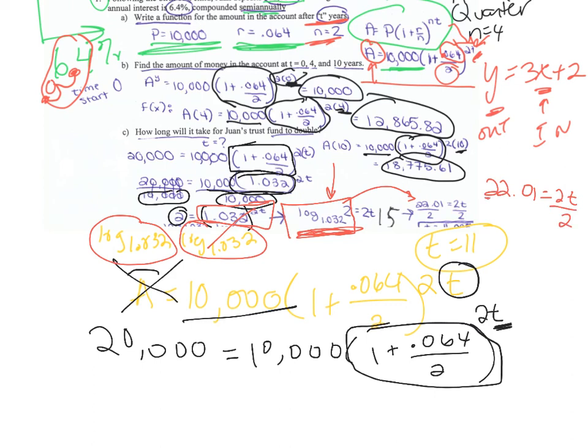Then we divide both sides by 2, right, which is what we show you here. And when you do that, you get t equals 11. So this is our answer. After 11 years, our money will double.